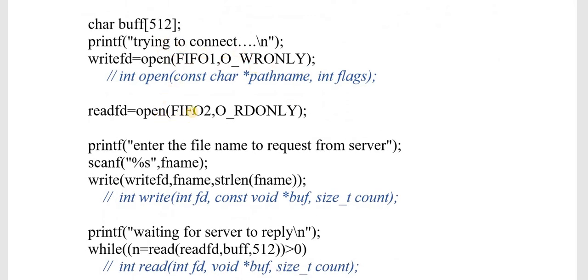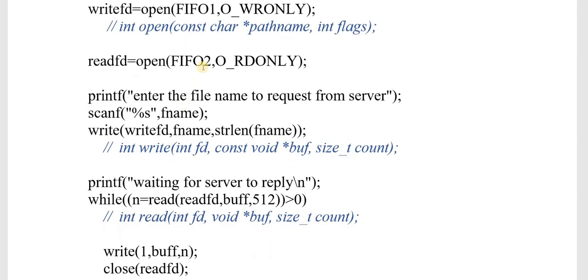We'll open the files. First FIFO1 will be opened in write-only mode. The open system call takes two arguments: one is the path name and the other is the flag. The path name is FIFO1 and the flag that we are using is write-only. Similarly, we are opening FIFO2 in read-only mode.